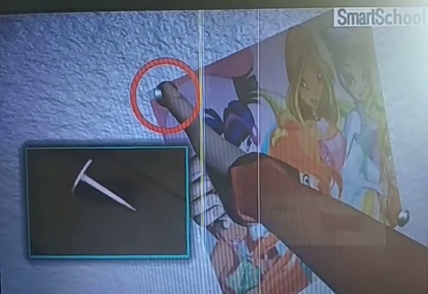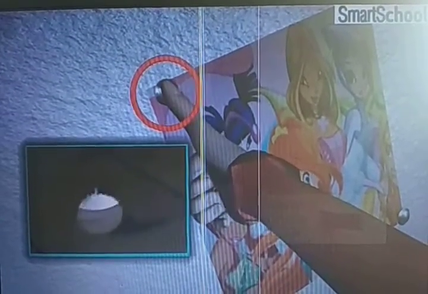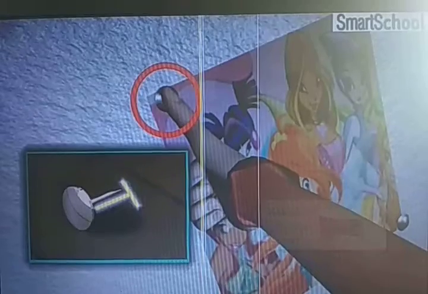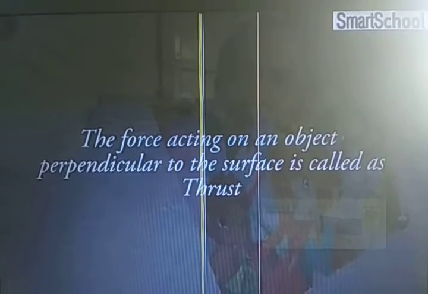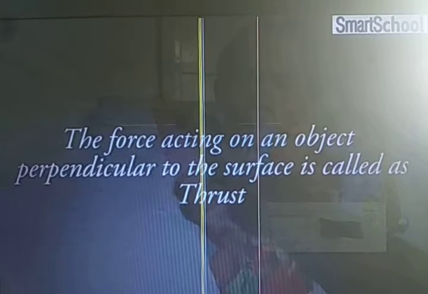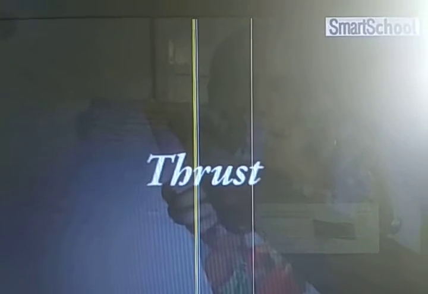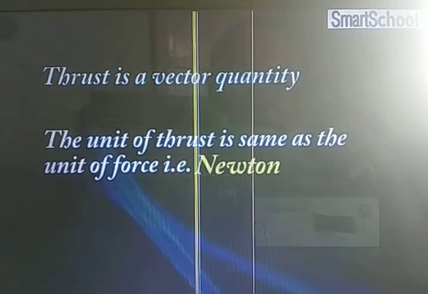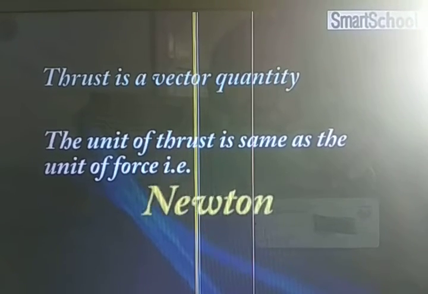When we push in a drawing pin, we apply force. That force is directly proportional to the plane area. Therefore, the force acting on an object perpendicular to the surface is called thrust. Thrust is a vector quantity. The unit of thrust is the same as the unit of force, that is Newton.